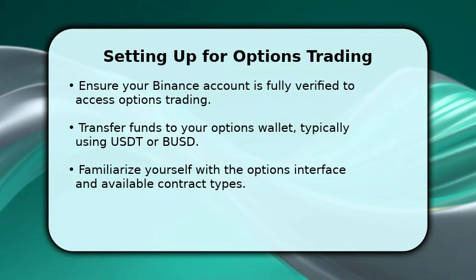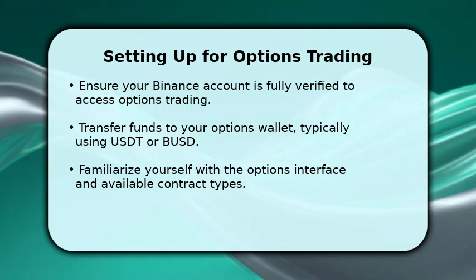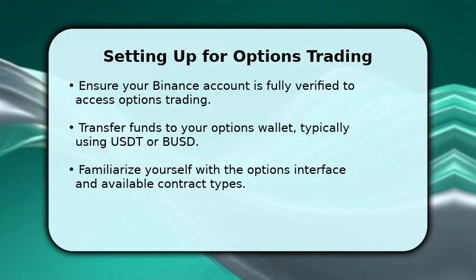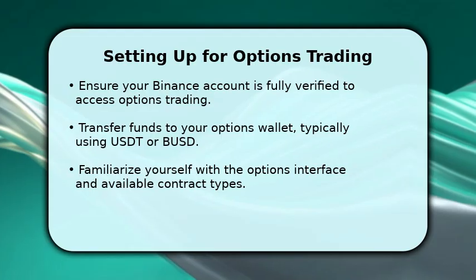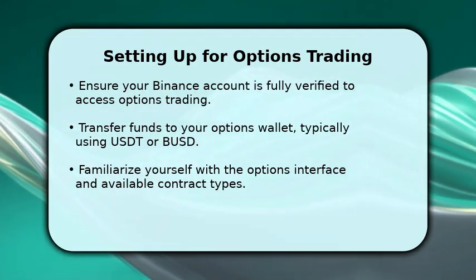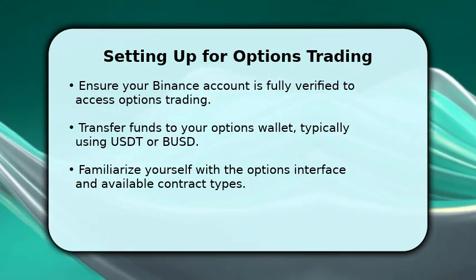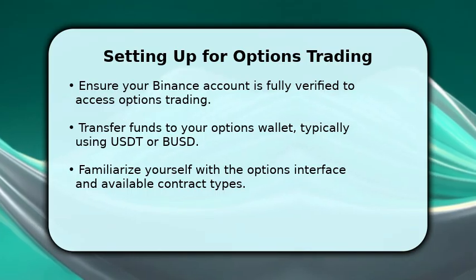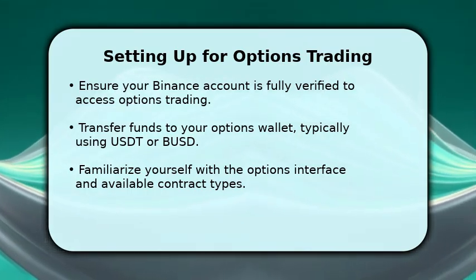To begin, make sure your Binance account has completed identity verification. Next, you will need to transfer funds into your dedicated options wallet. This usually involves stablecoins like USD or BUSD. Take some time to explore the options trading interface, understanding where to find different contract types and their expiry dates. This preparation is crucial for a smooth trading experience.